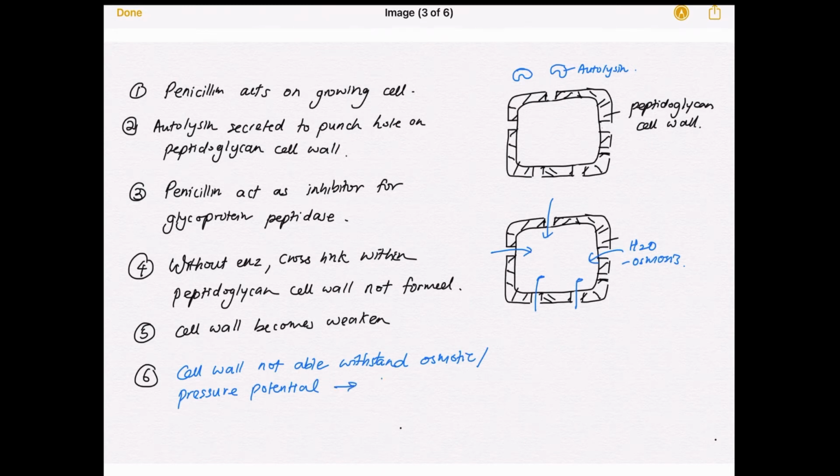Therefore, it will burst, or sometimes it's known as lysis. So this is how the antibiotic penicillin causes the death of a bacterium.